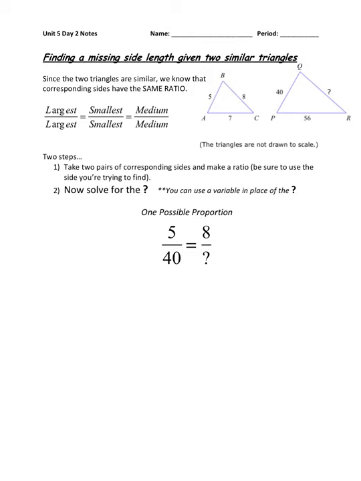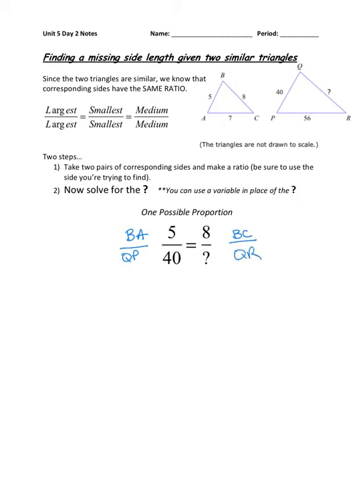All right, so take two pairs of corresponding sides and make a ratio. You did this way back when in Algebra 1 in Unit 4. We took ratios to make proportions, did cross multiplying. Okay, one possible proportion, and I'm going to give you the names. This would be BA over QP, those are corresponding sides, equals BC over QR.